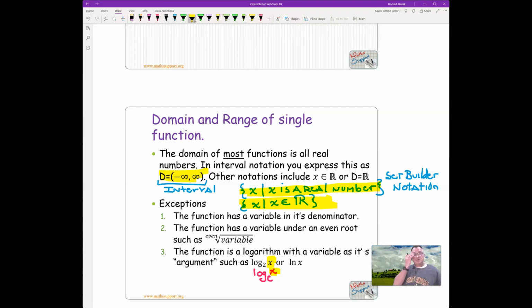So what makes something affect the domain? The domain are all the numbers that you're allowed to put into the function. If there's a number that when you put it into the function, you don't get a value, like if you did it on your calculator and your calculator said error, that value is not in the domain because it doesn't work in the function.